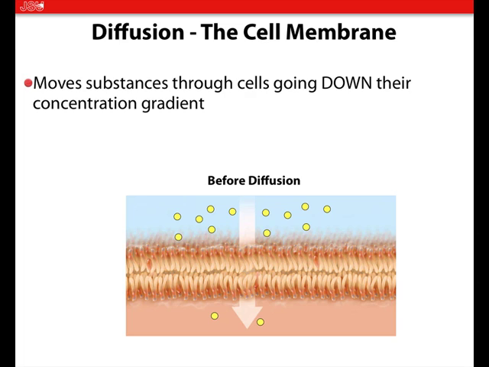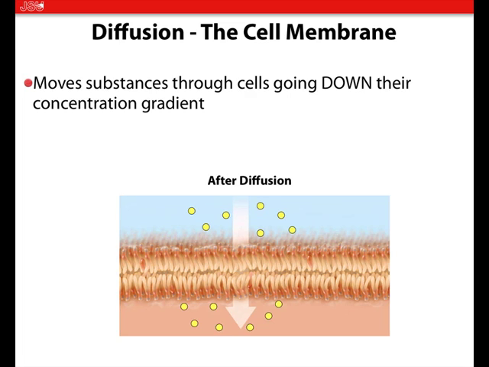So, before diffusion, what happens? We have a lot of these atoms or molecules on one side and very few on the other. What will happen? Well, diffusion tells us this will happen: some are going to move from areas of high concentration to low concentration until they form an equilibrium, until they have equaled out their concentrations.